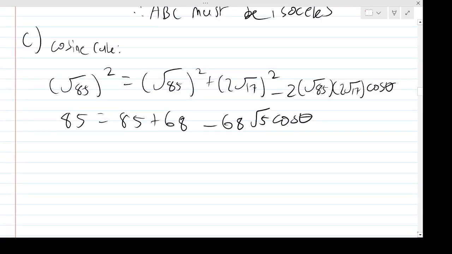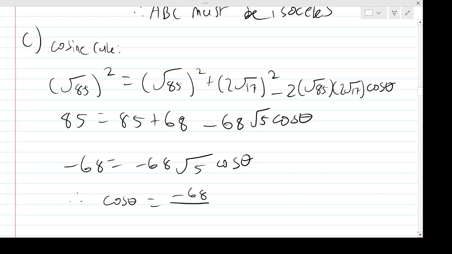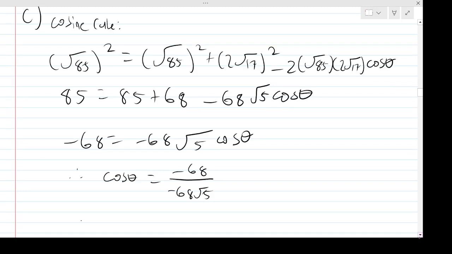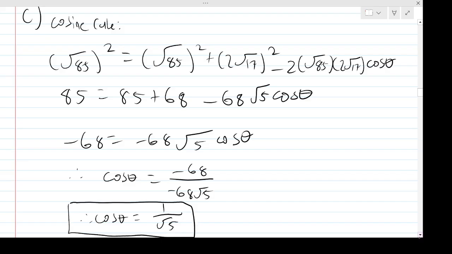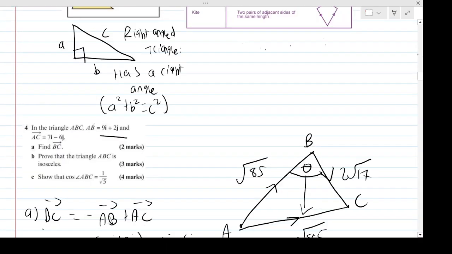Well, 85, if I then subtract 85 from both sides and then subtract 68, I get minus 68 is minus 68 root 5 cosine theta, right? So then I can divide by minus 68 root 5 to get cosine theta is minus 68 divided by minus 68 root 5. And so therefore cosine theta is 1 over root 5. And there we are. Great. Cool.